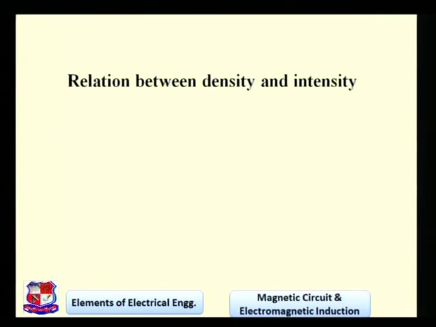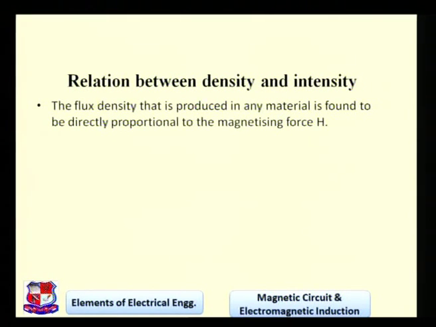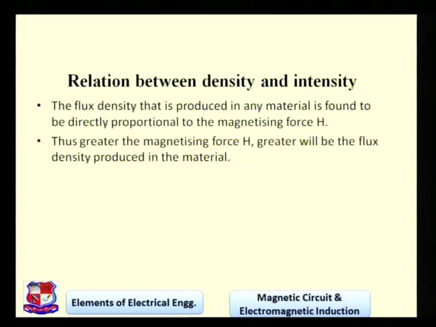Now what is the relation between magnetic field density and magnetic field intensity? The magnetic field density that is produced in any material is found to be directly proportional to the magnetic force H, or we can say that it is directly proportional to the magnetic intensity H. Thus, if the magnetic intensity is greater, then the magnetic density will also be greater, and if the magnetic intensity is less, then the magnetic density in the magnetic circuit will be less. Here we can see that B is directly proportional to H.